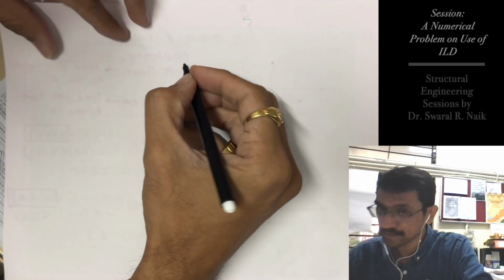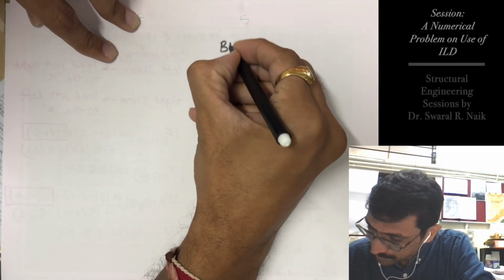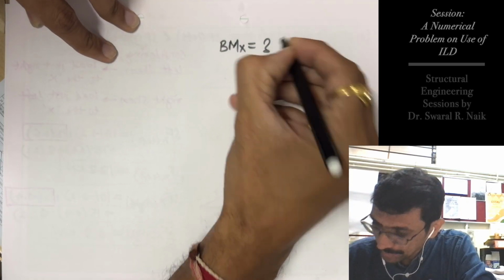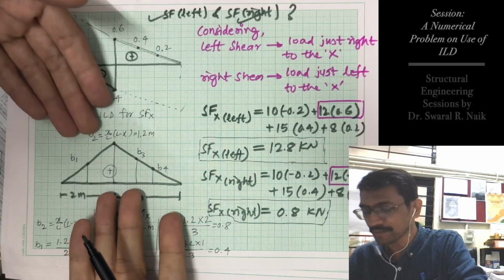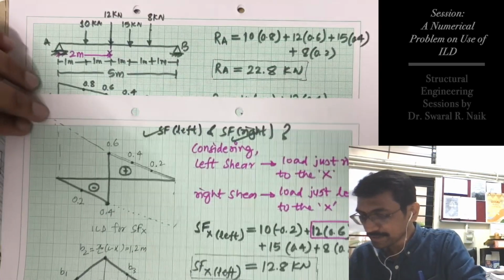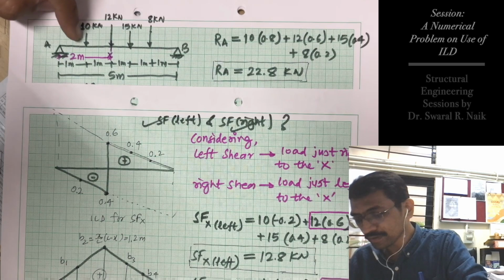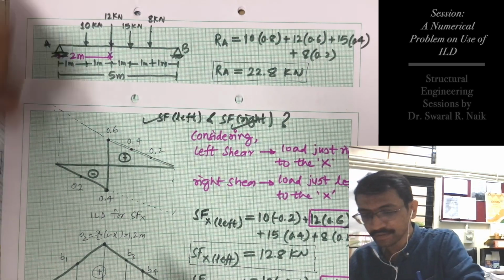Let us calculate here. Let us not waste pages. So BMX is to be calculated. What will be BMX? The value of BMX is very simple. When you know the load condition and the load position, it is nothing but the value of load multiplied with the ordinate of that ILD. So 10 into B1.